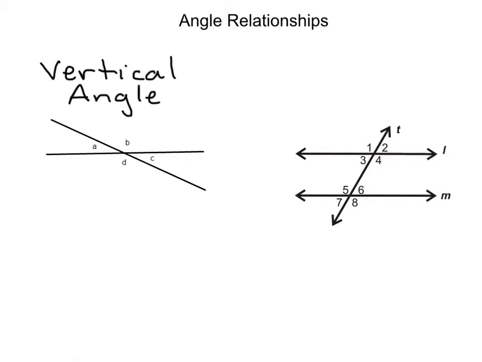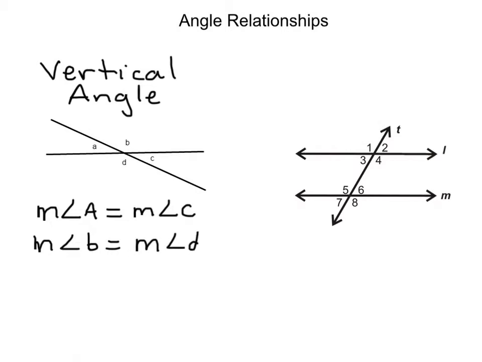What makes this interesting is that vertical angles have the exact same measurement. To represent this, we would say the measure of angle A is equal to the measure of angle C. The other representation for this particular graph is the measure of angle B is equal to the measure of angle D.